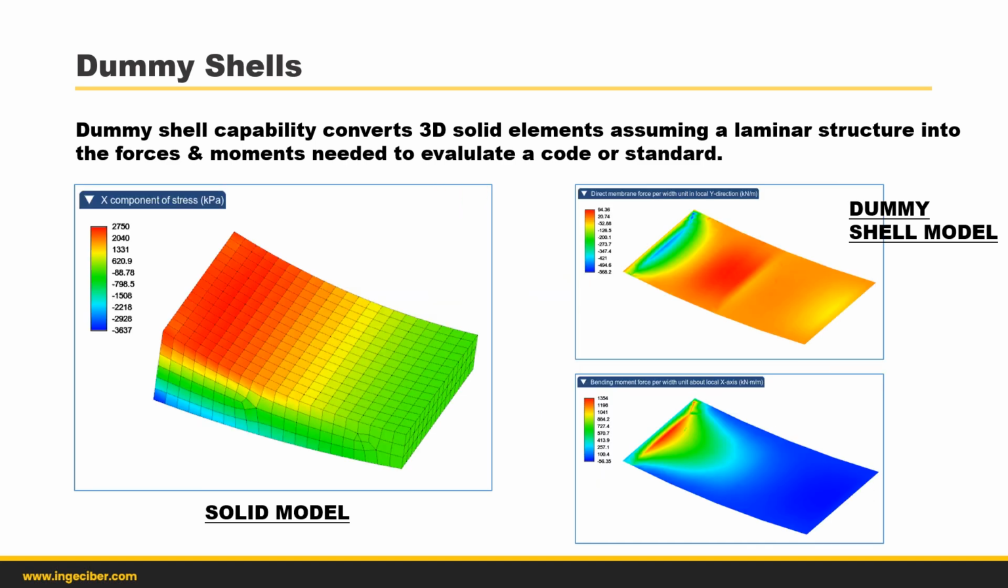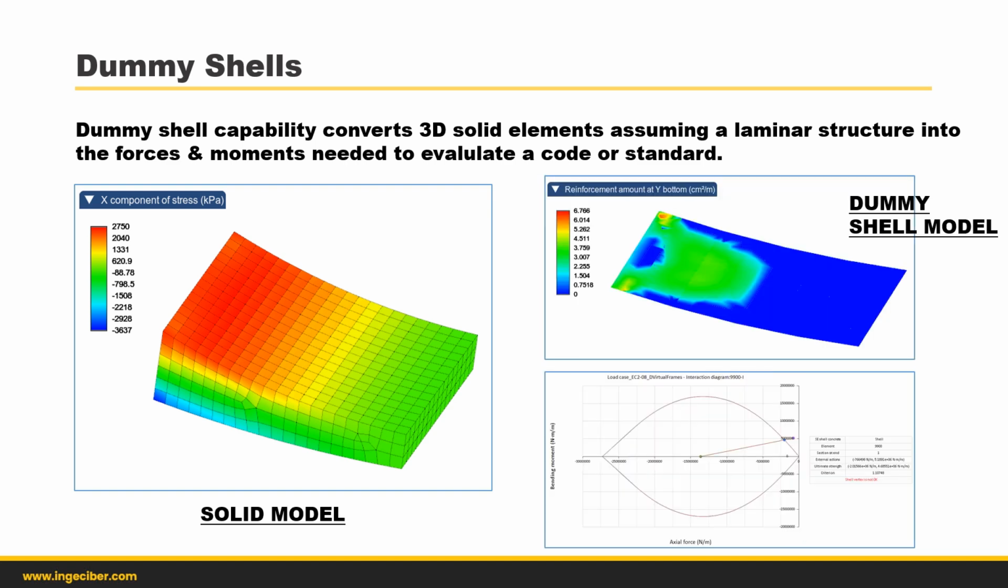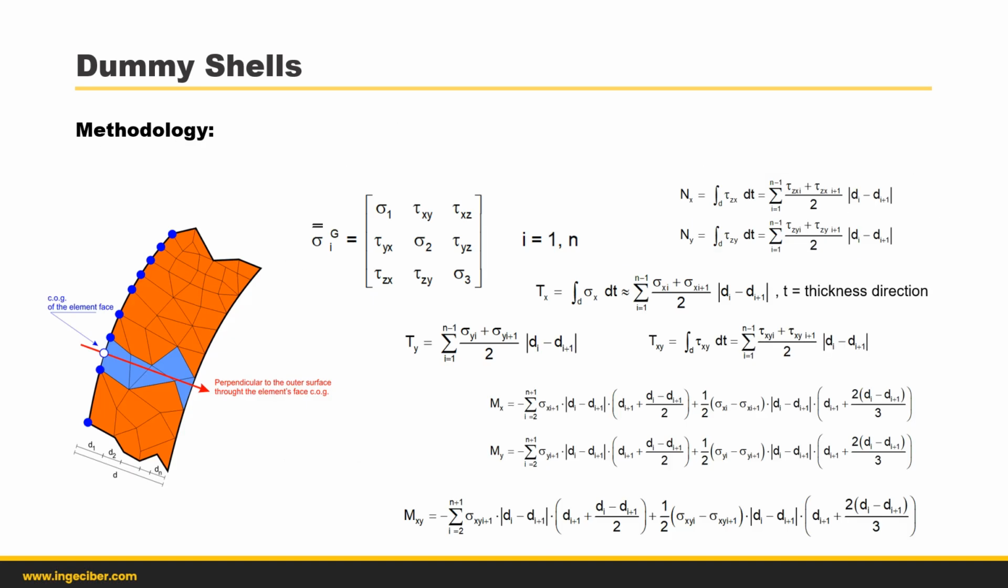Dummy shell capability converts 3D solid elements, assuming a laminar structure, into the forces and moments needed to evaluate a code or standard. With these forces and moments, then a rebar check verification or rebar design can be performed according to the code specification. The shell element model is created at that midplane.